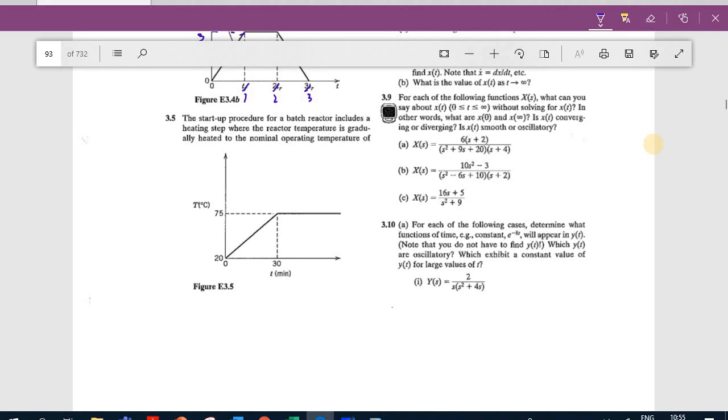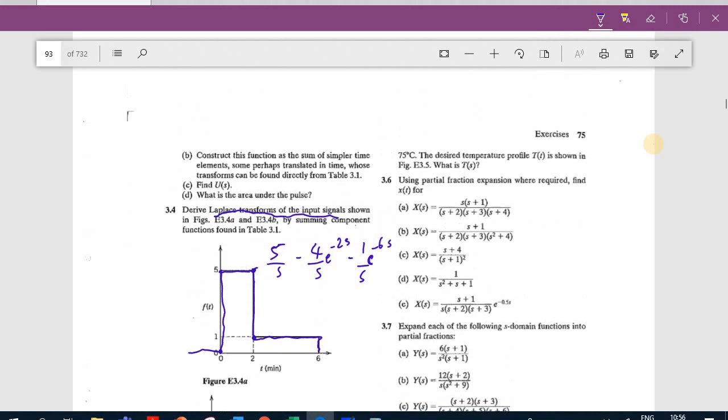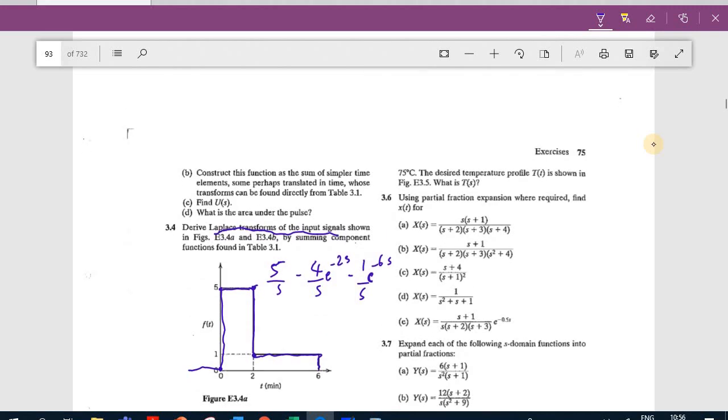So let's go to 3.5. The startup procedure for a batch reactor includes a heating step where the reactor temperature is gradually heated to the nominal operating temperature of 75 degrees. The desired temperature profile is shown in figure 3.5.